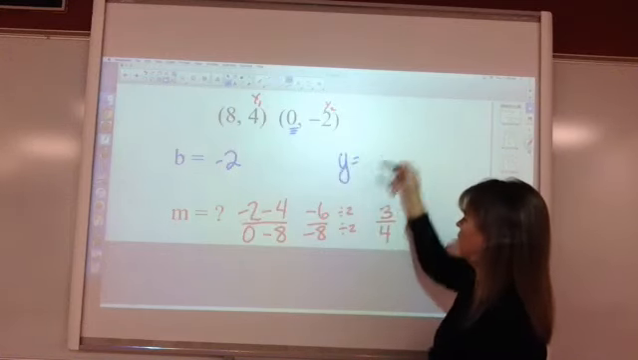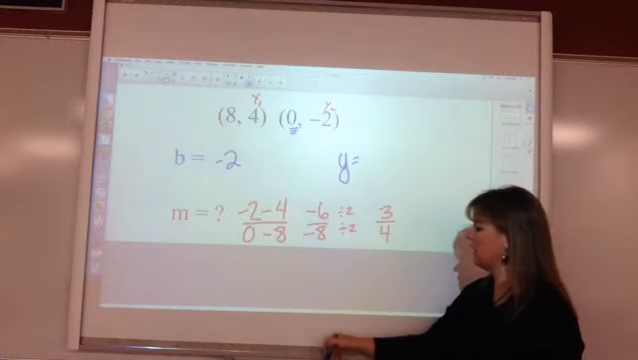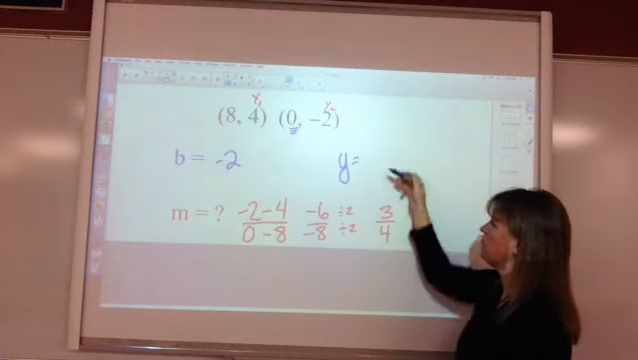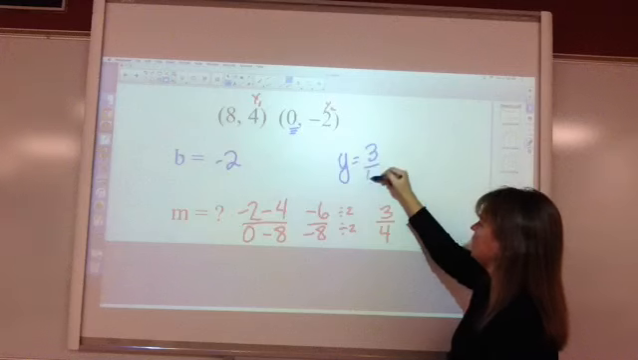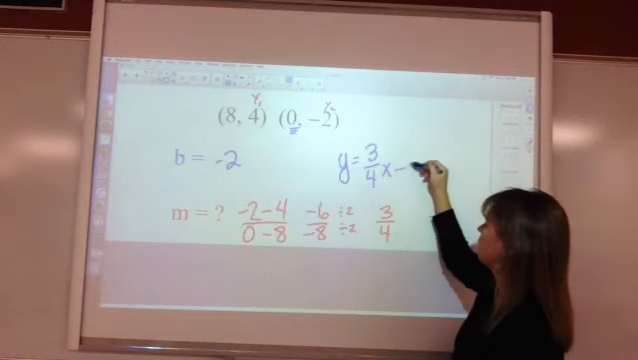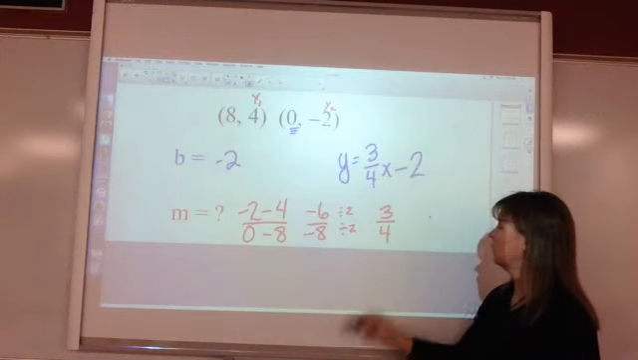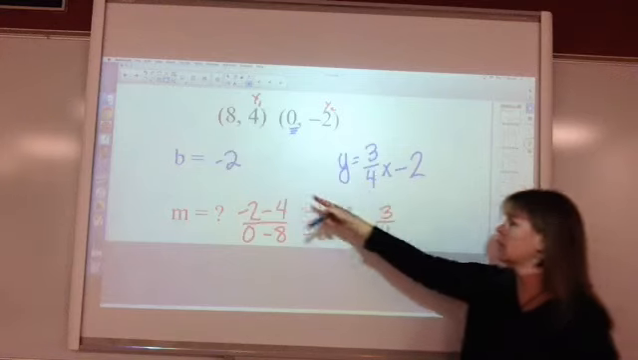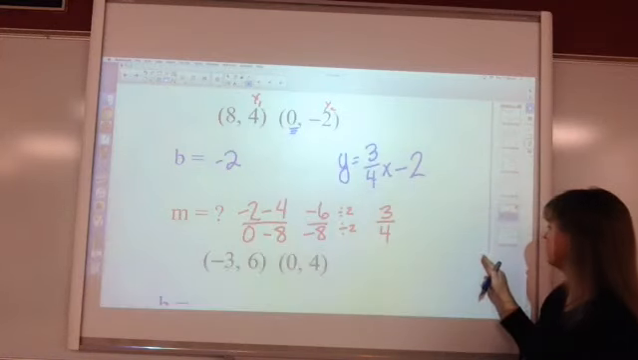Final answer, make sure you always finish and put it back into an equation. We're not just looking for m and b. We want y equals 3/4 x minus 2. Put your m where that belongs. Put your b where that belongs.